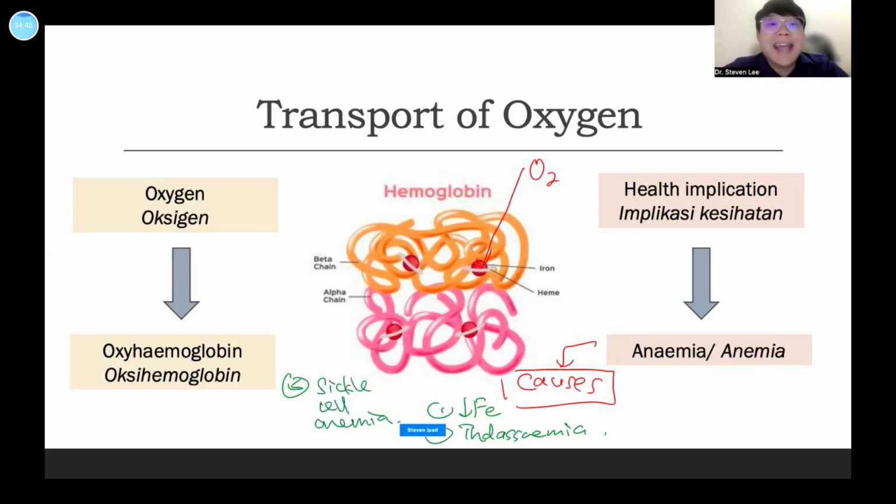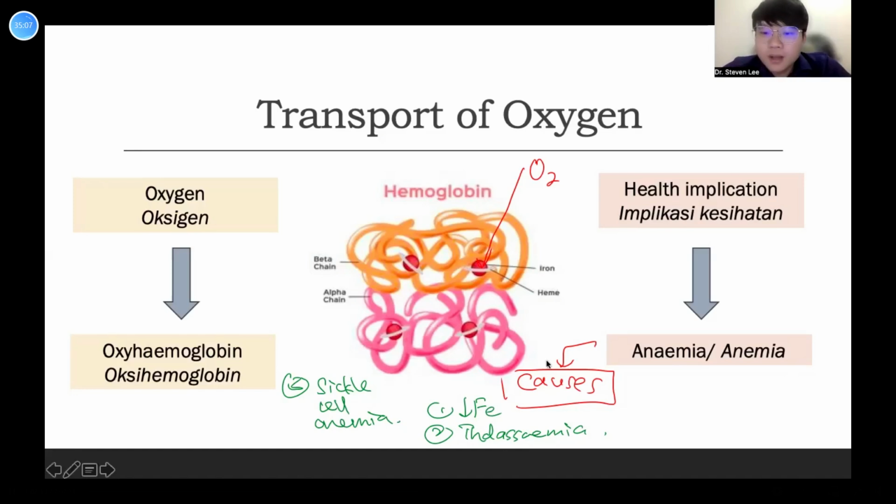Okay, it's called anemia sel sabit in Bahasa Melayu. So this one is also a genetic mutation. It's a hereditary disease, and this disease normally happens because of substitution gene mutation. These are 3 different causes of anemia. So if you see someone with anemia, you must look for the cause, because anemia is not a disease. Anemia is a sign of a disease. You must look for what causes it and treat that.